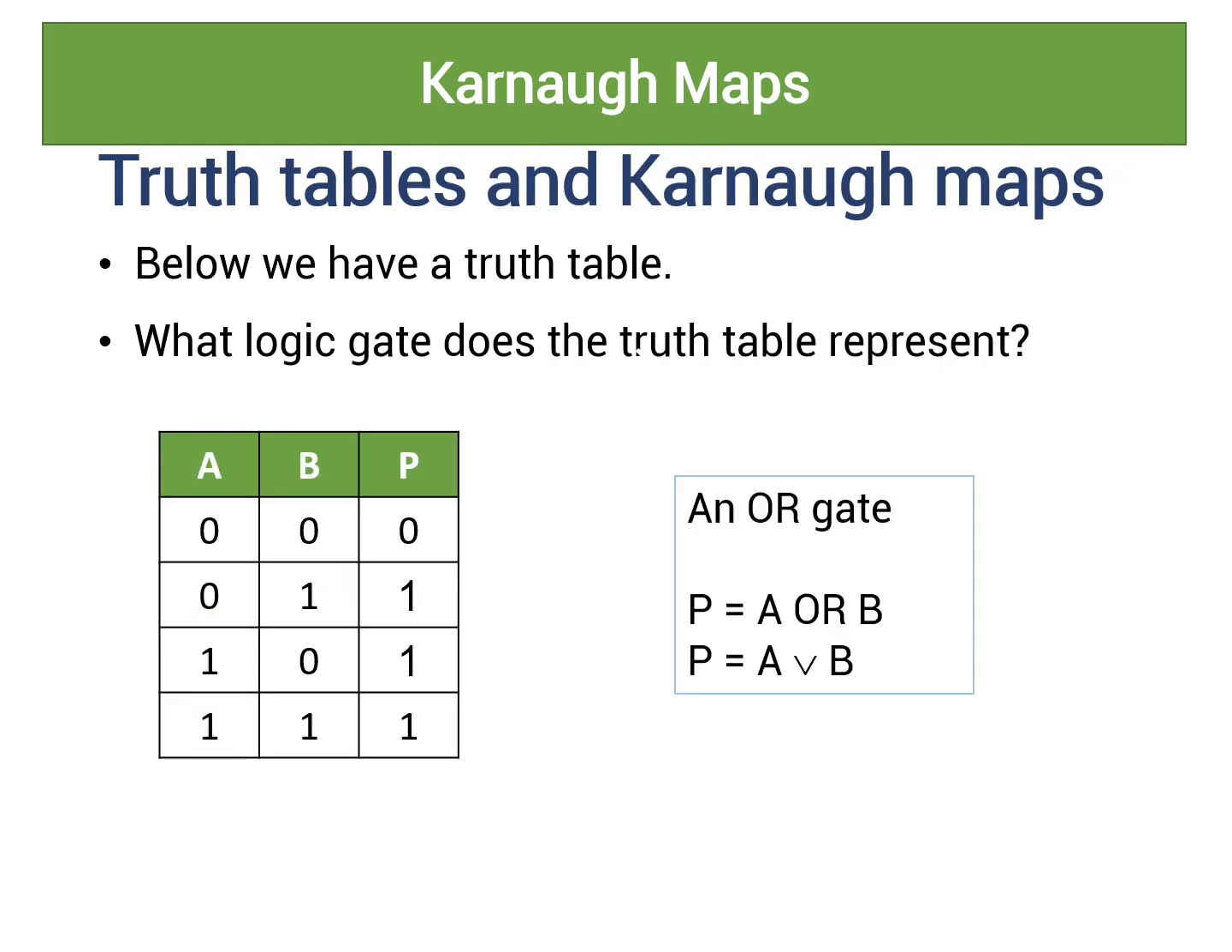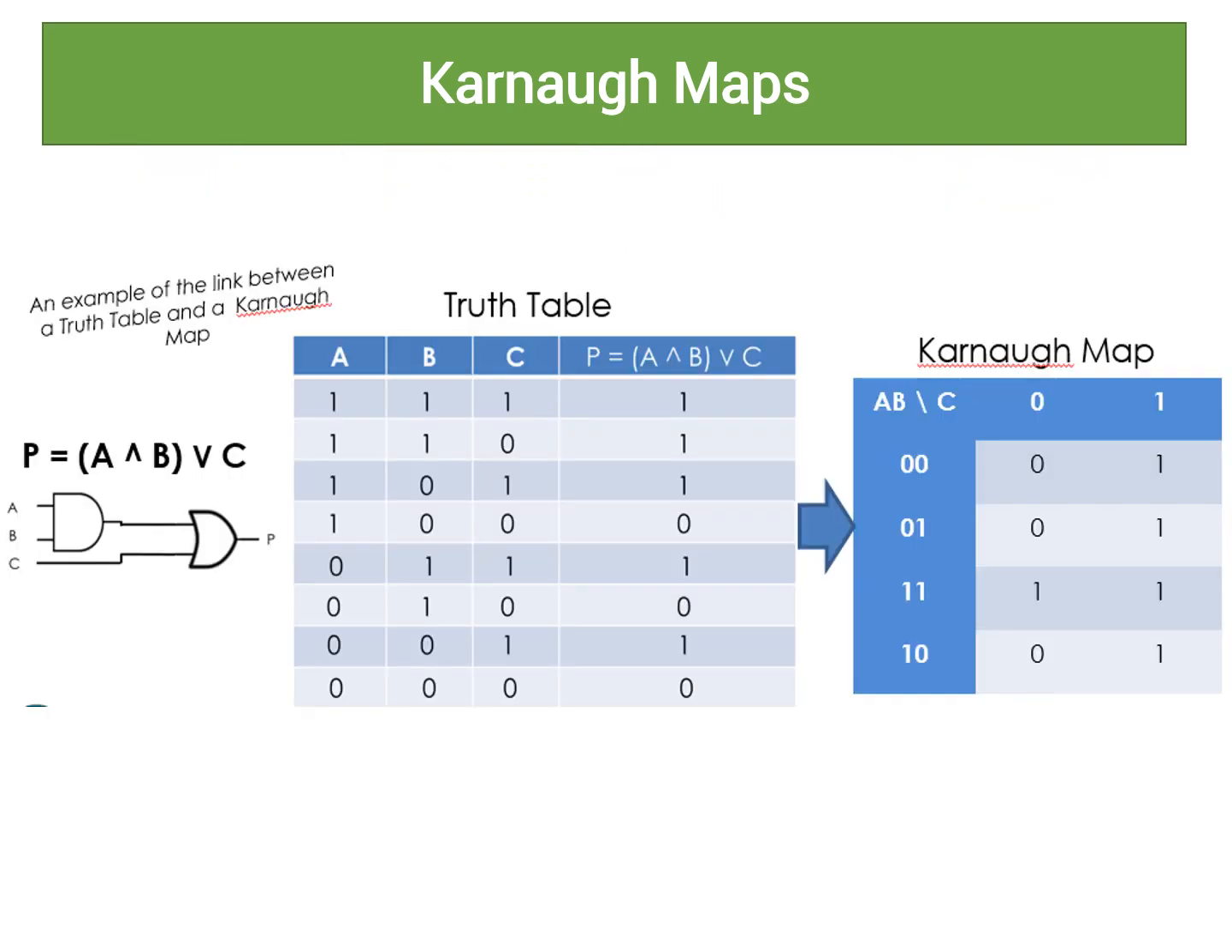So here you can see a truth table. Can you think what logic gate this represents? Hopefully you've spotted that this is an OR gate. So here is a quick truth table. You can see we've got three inputs here. We've got A, B and C. So we've got A and B or C with an output which is P.